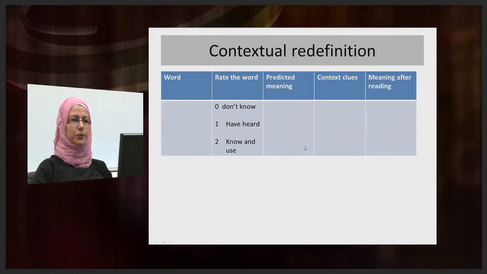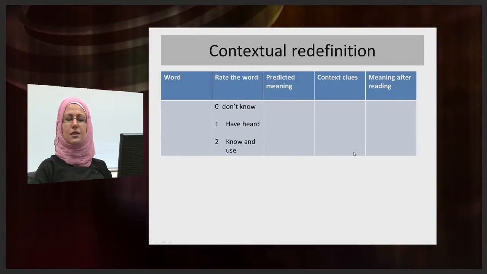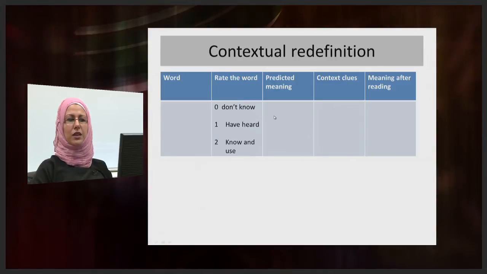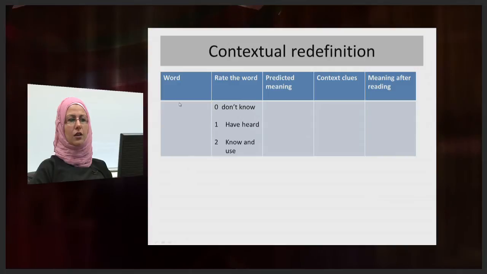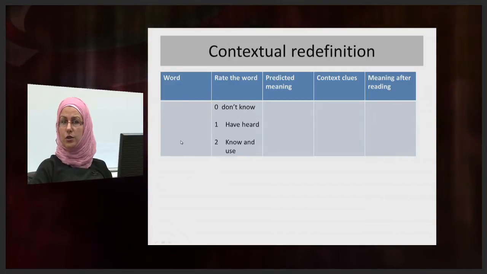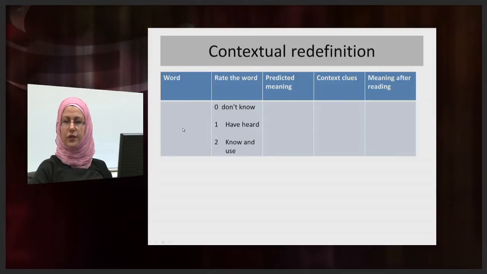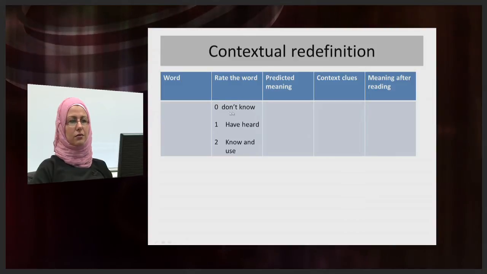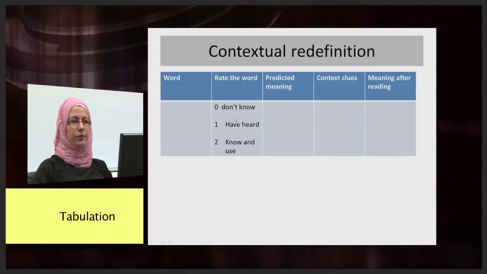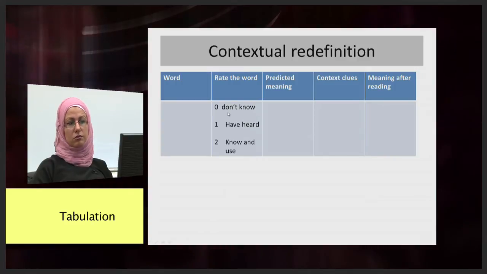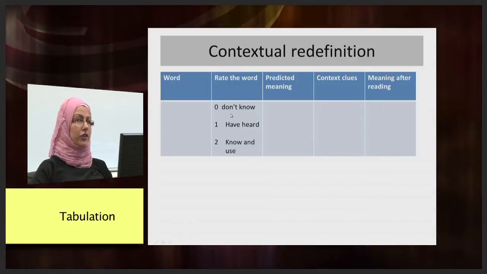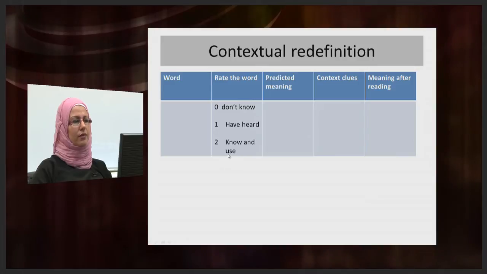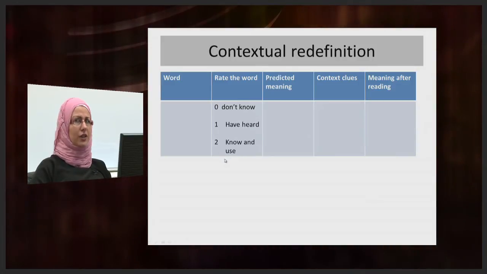Have a look at this table. This is some kind of a tool that helps you redefine the words. Now, this table is made up of 5 columns. In column 1, you can list the words that are new to you, the words that you come across in a reading selection, for example. In column 2, you may rate the word. We have 3 kinds of ratings. 0, when you don't know the word, you've never heard the word, you've never come across this word. 1, I've heard the word, but I'm not sure of the meaning. 2, I know that word and I use it actually.